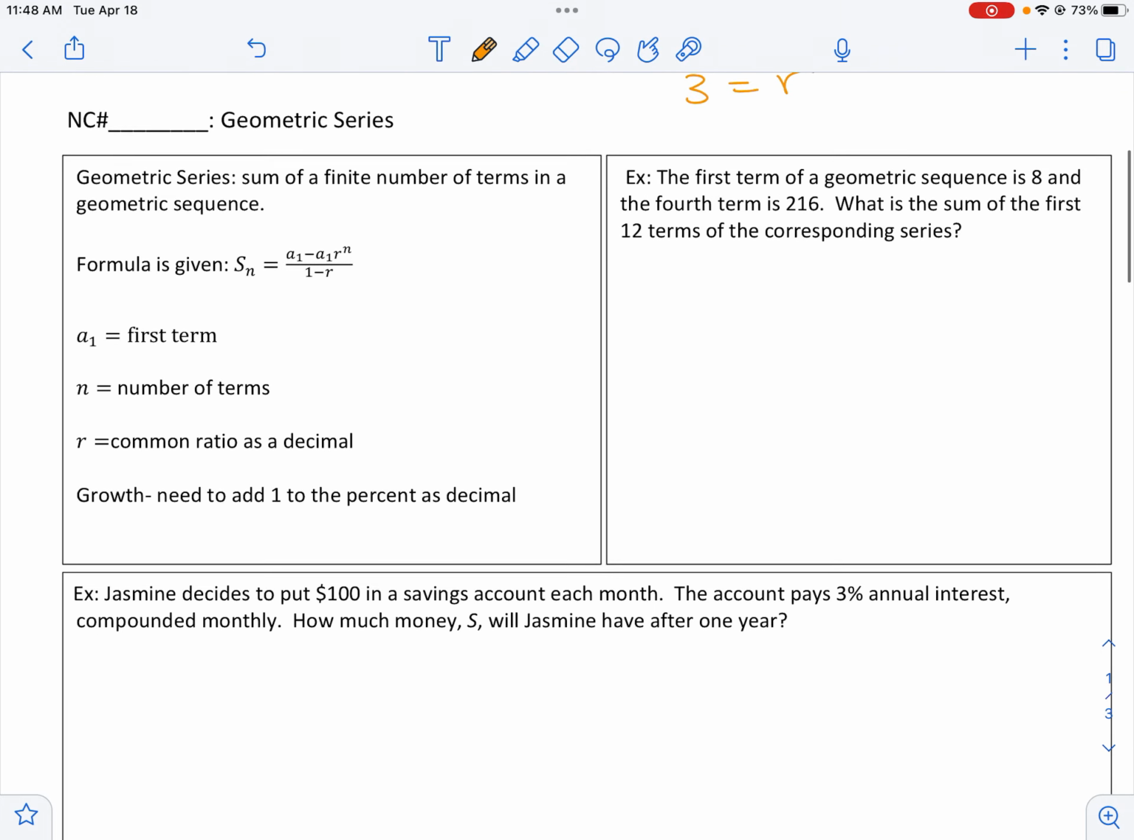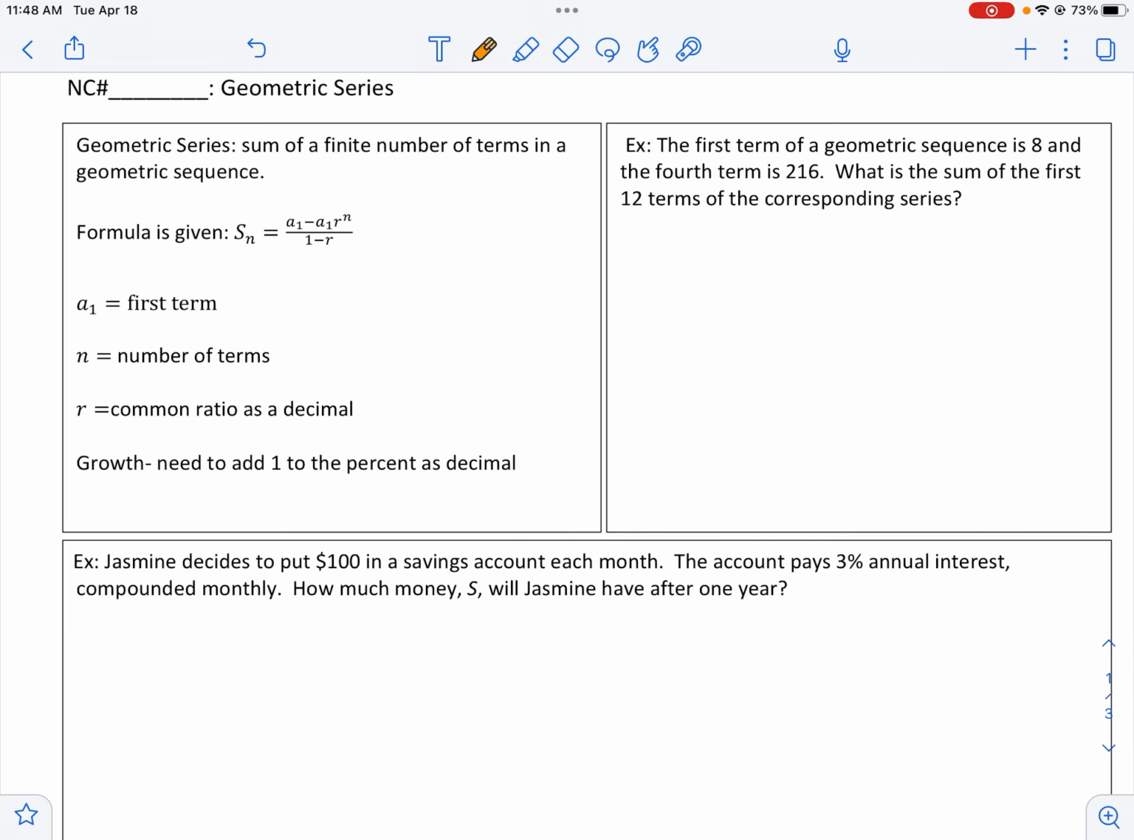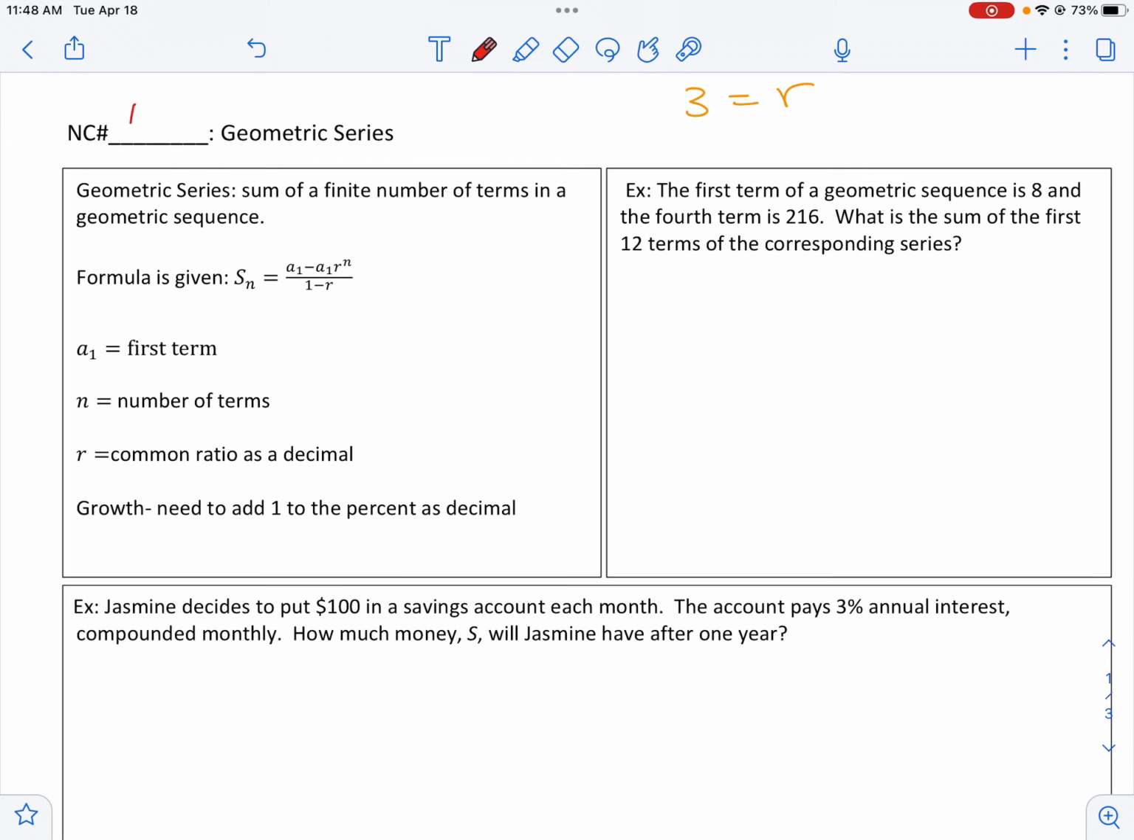So I'm going to go right into the note card where I have the same question as our first example, but we'll use this series formula. So I believe this is 67. I did look right before.